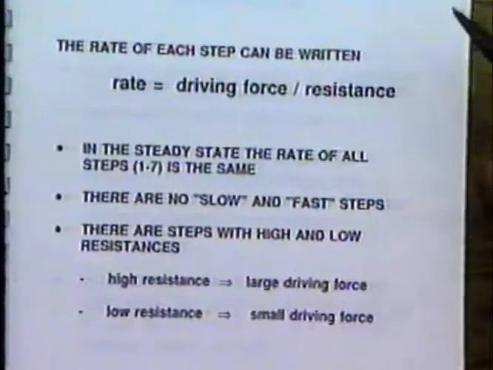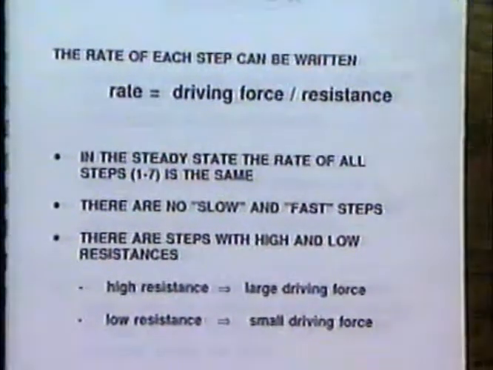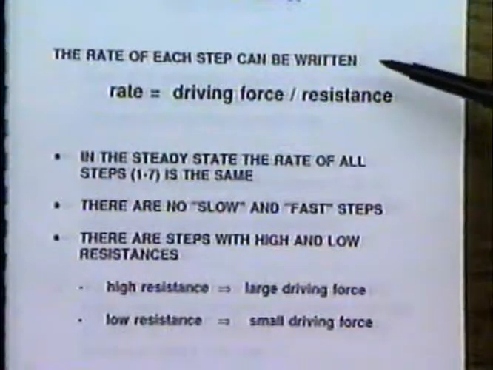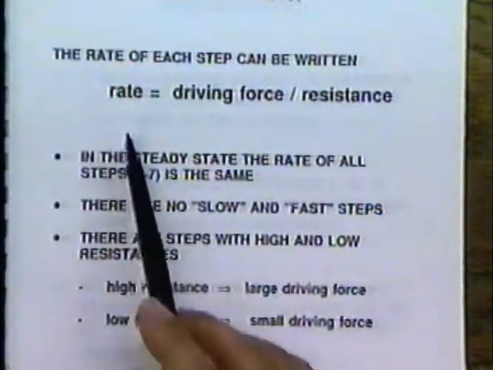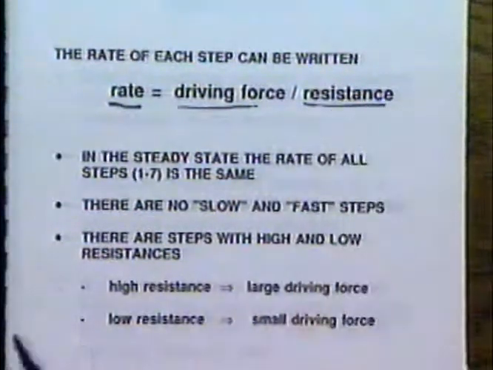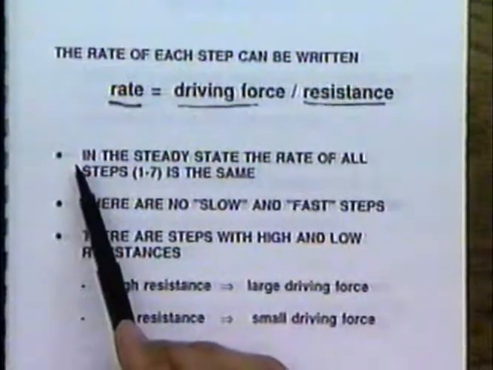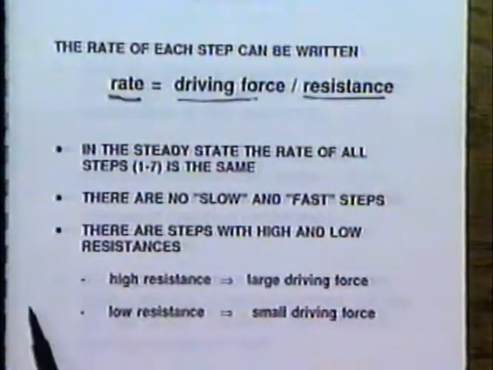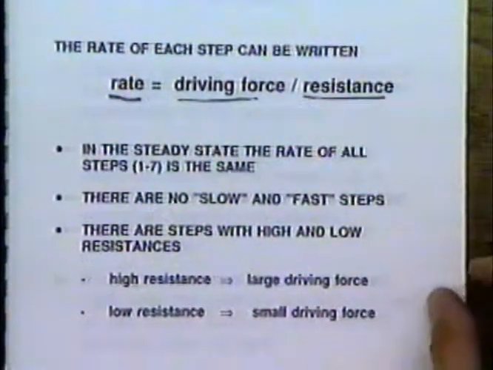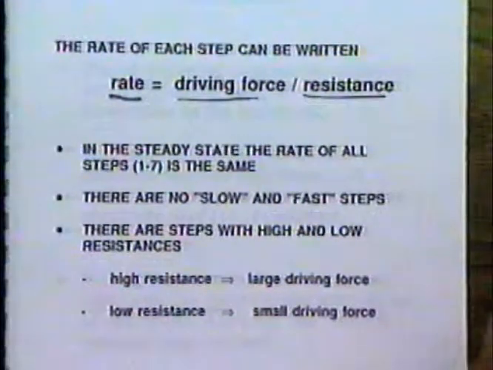Now, let's see. The rate of each step can be written as the rate being equal to a driving force divided by the resistance. In the steady state, the rate of all steps 1 through 7 should be the same. Therefore, there are no slow and fast steps.